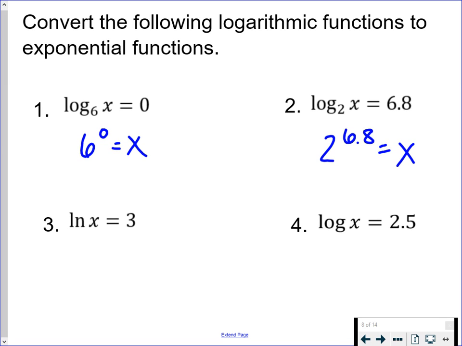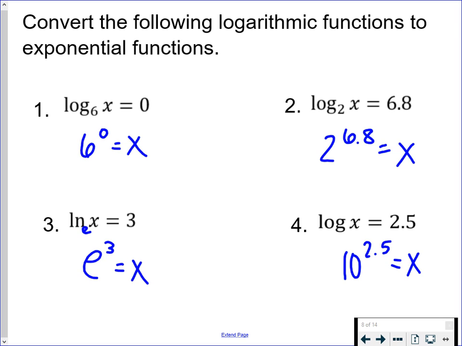Okay. Is it 2 to the power of 0 equals x? Cool. Good. Number 3. Okay. So if you need to write the E in there when you're going around the world, go for it. E cubed equals x. Okay. And the last one. 10 to the power what? 2.5. Okay. Equals x. Awesome.